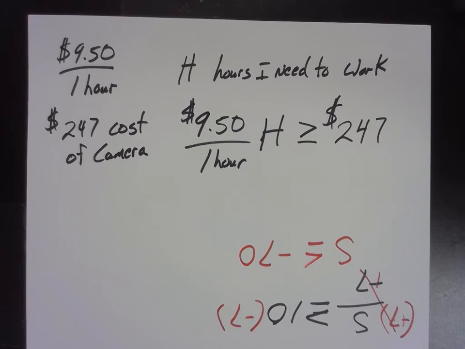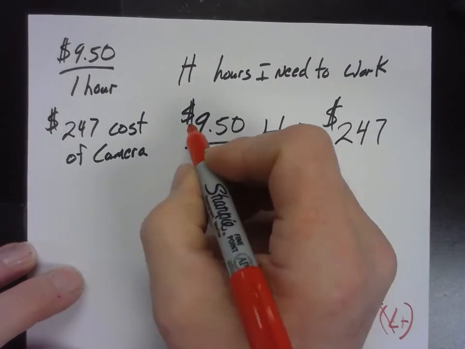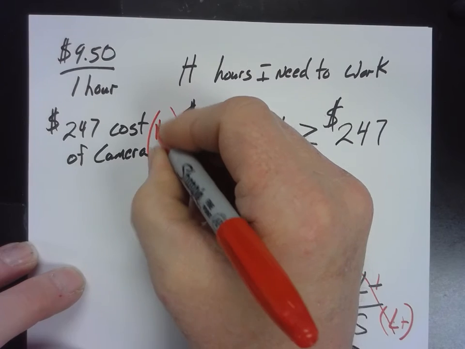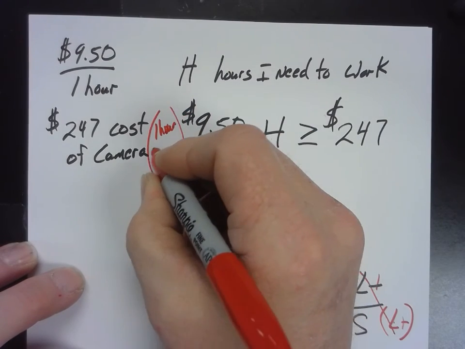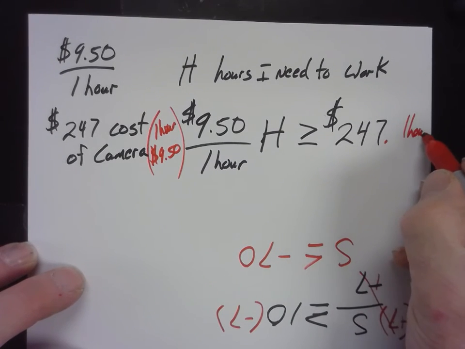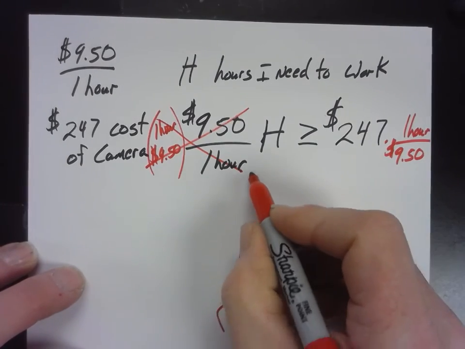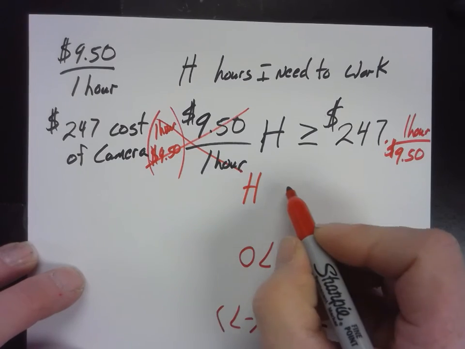Can we solve that? Who says we can solve it? What are we going to do to both sides? Times both sides by 1 over 9.50? Yeah, you're right. This is a fraction. I was just going to say divide both sides by 9.50, but you're right. Let's times both sides by 1 hour over $9.50. So we're multiplying by the reciprocal here so that any number times its reciprocal is 1. So 1 times h, greater than or equal to.